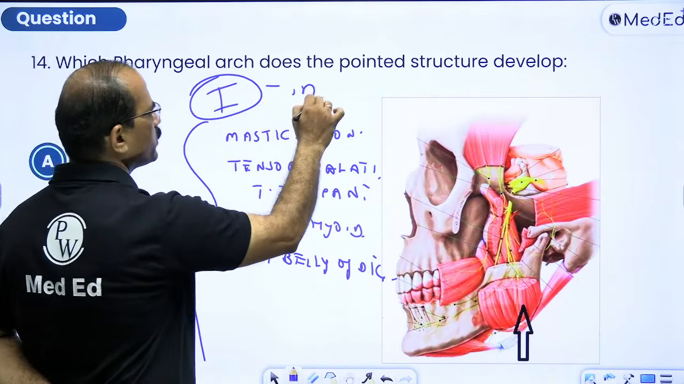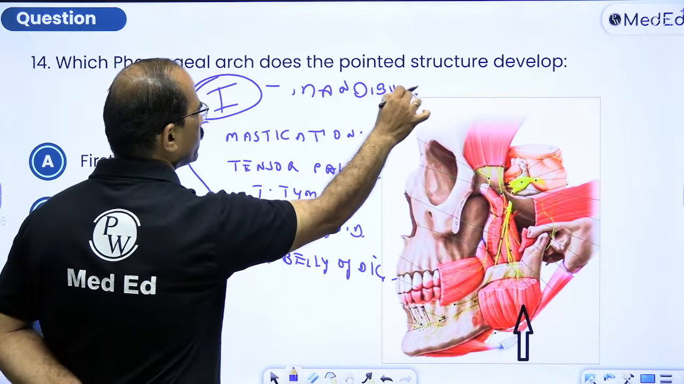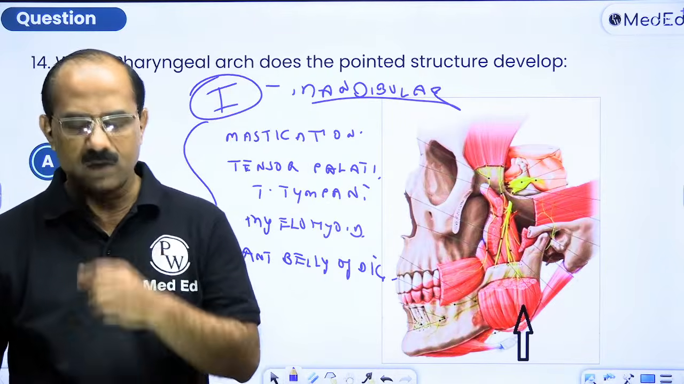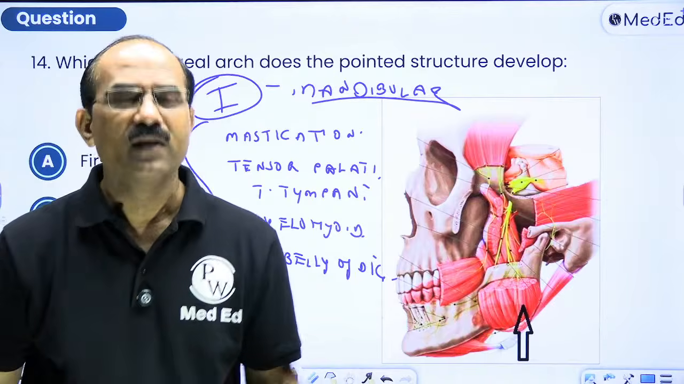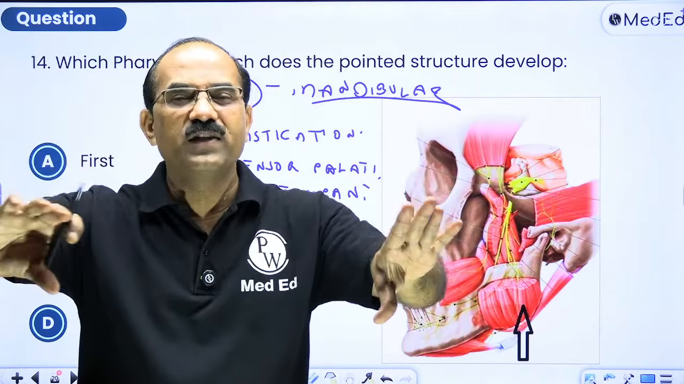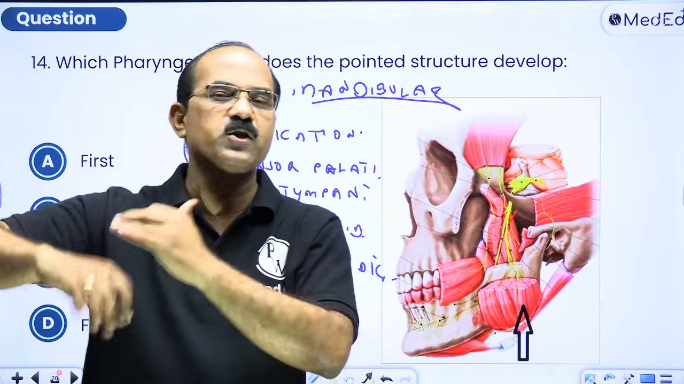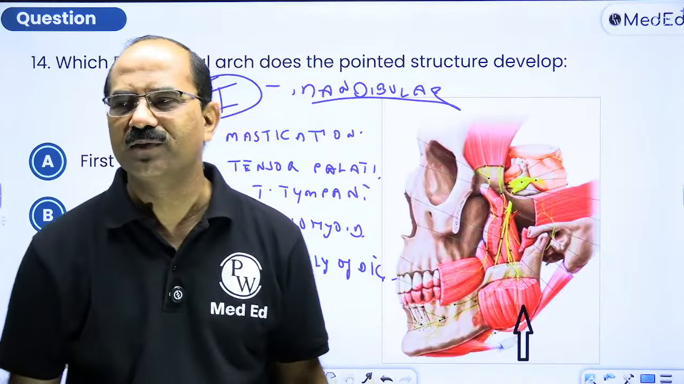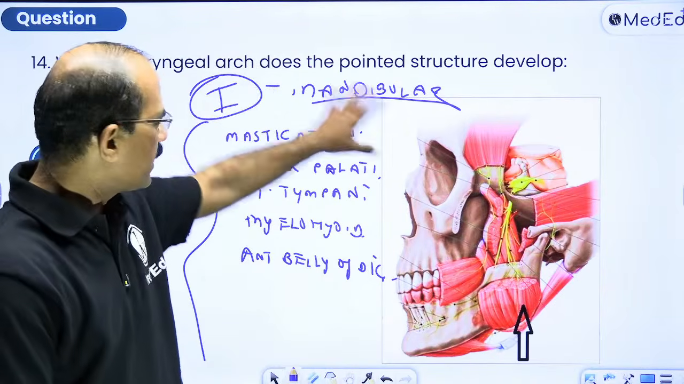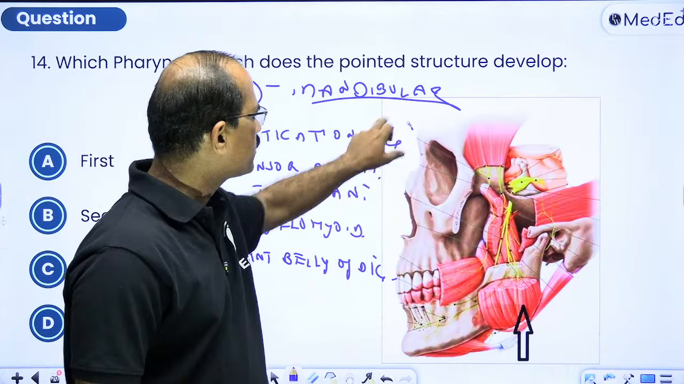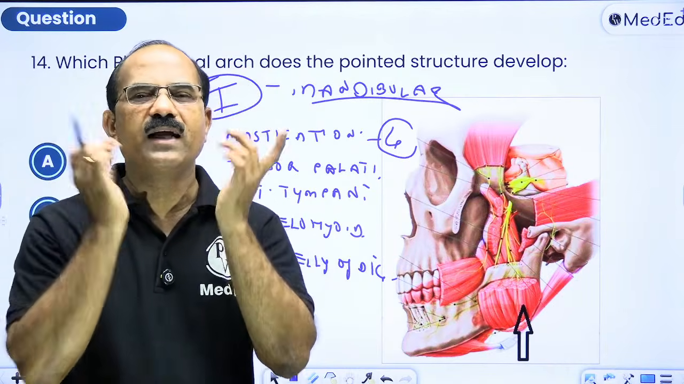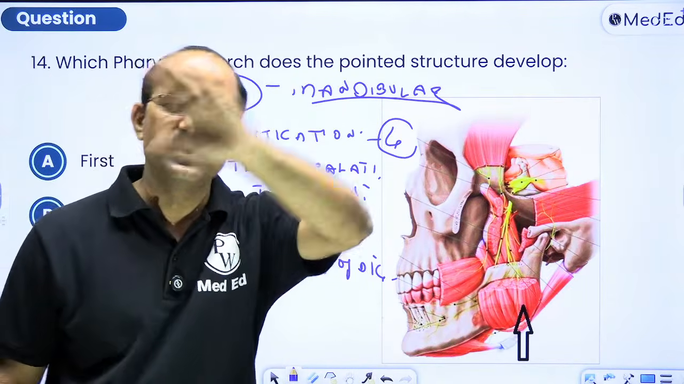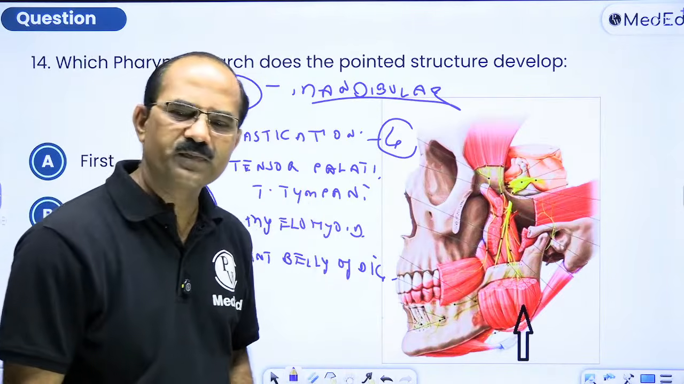The nerve of the first arch is the mandibular nerve. Remember, this is a very important MCQ. Embryology of head and neck is very important. The nerve of the first arch is mandibular, second arch is facial, third arch is glossopharyngeal, fourth arch is superior laryngeal, sixth arch is recurrent laryngeal nerve. So the four muscles of mastication are temporalis, masseter, medial and lateral pterygoid, plus tensor palatini, tensor tympani, mylohyoid, and anterior belly of digastric. All of this is derived from the first pharyngeal arch. Remember this, very important.